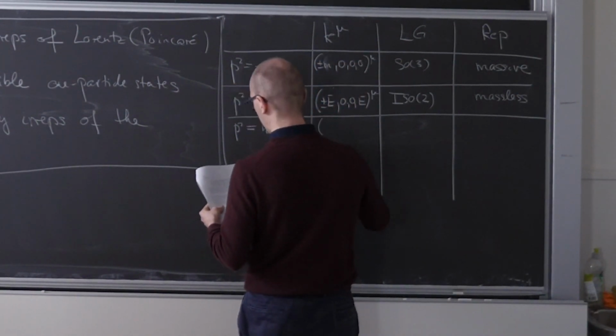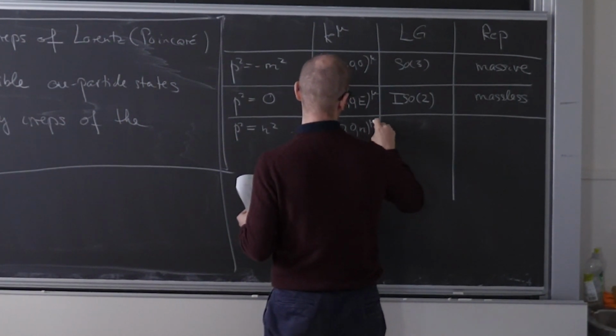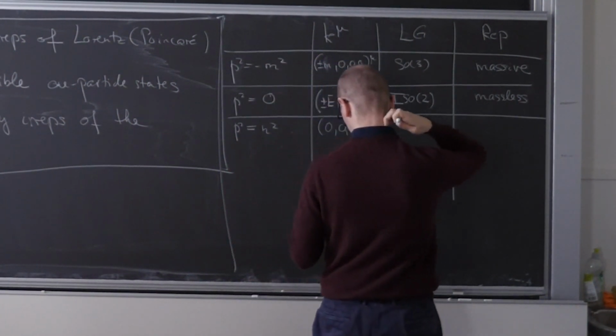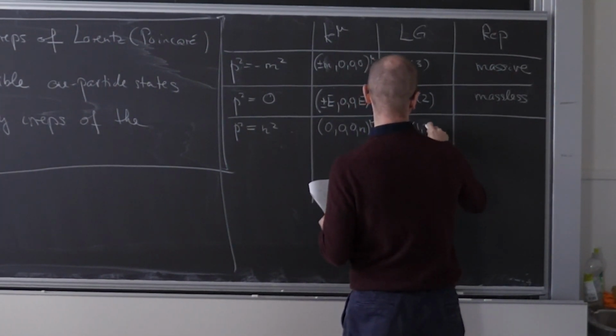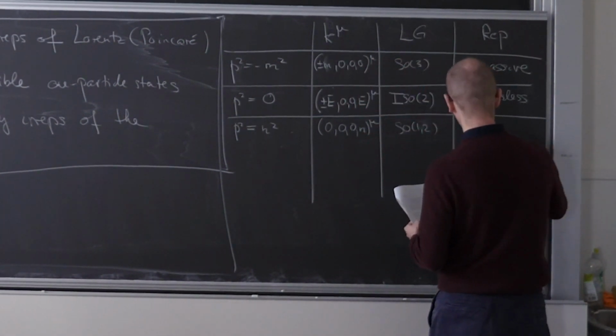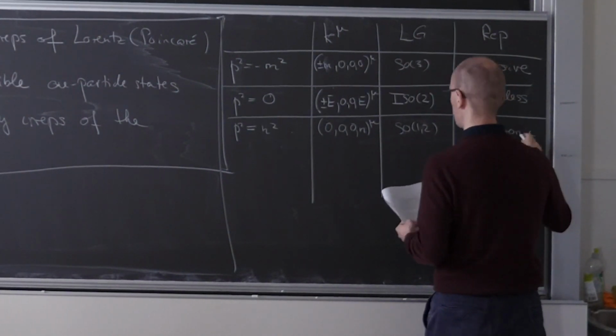So this is the space-like case, and here you can, for example, align it along the three-axis. And here the little group is, again, what you might have naively guessed, SO(1,2). This is a tachyon, a tachyonic representation.